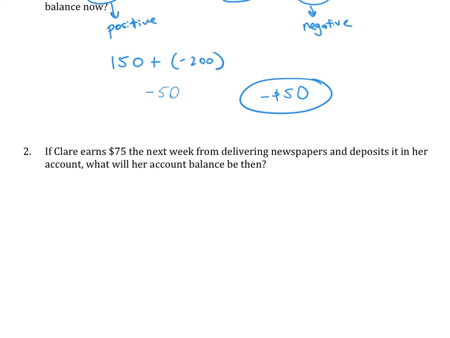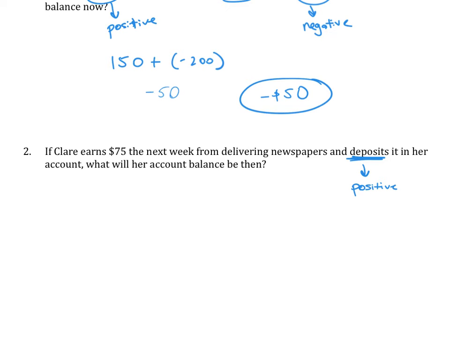Now question 2 builds on question 1. And it says, if Claire earns $75 next week from delivering newspapers and deposits, okay, there's a word that we talked about in this lesson, deposits it into her account, what will her account balance be then? So this deposit, this is a positive move. It's just like when we're talking about change in temperature.